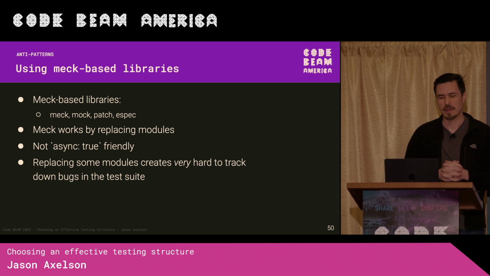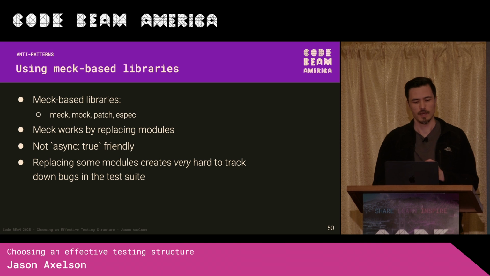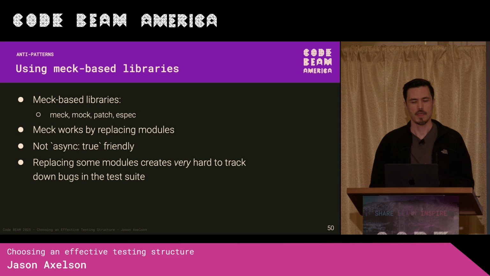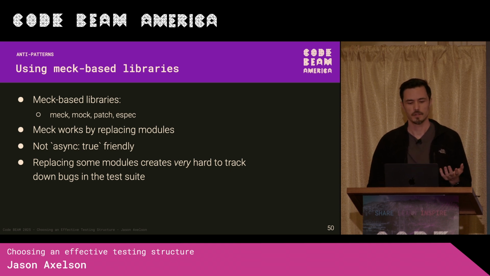And another anti-pattern, in my opinion, is using any mock-based libraries. And the reason for that is because mock works by replacing modules wholesale in the BEAM. And modules are also another source of global state in the BEAM. And that means that using mock-based libraries are not async friendly.